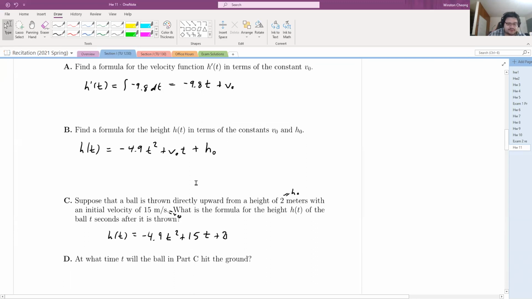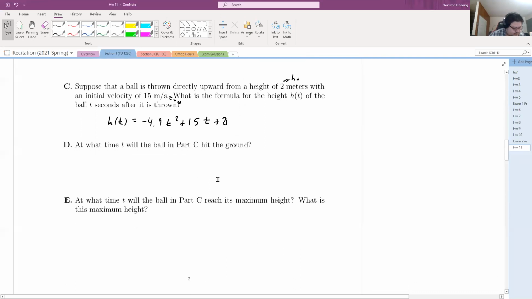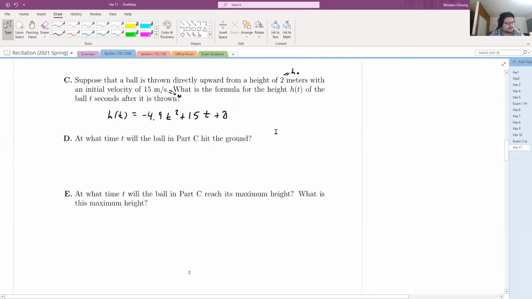And then D and E are just working with this parabola. The only thing is that these values aren't picked out to be nice, so you end up with some very messy stuff. I guess I'll ask, so how would you actually figure out D? What equation do we need to solve?